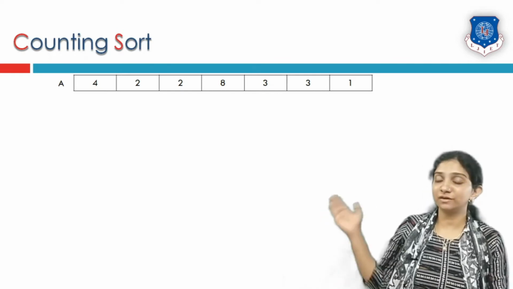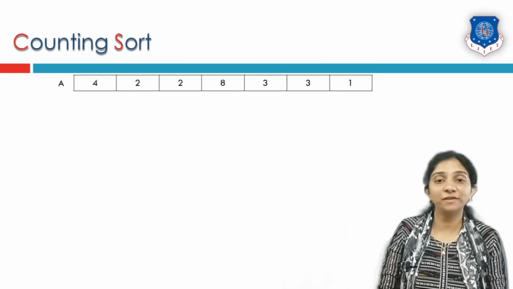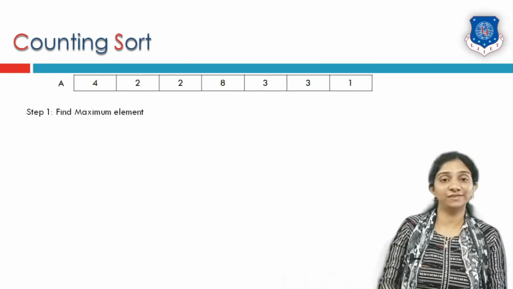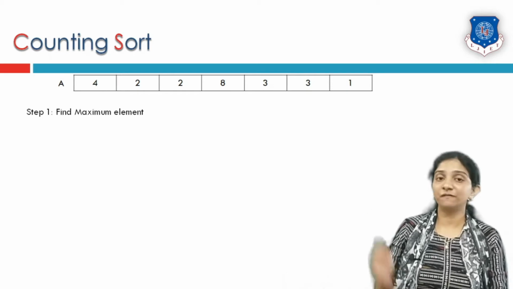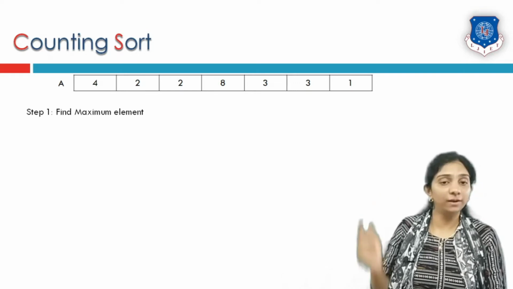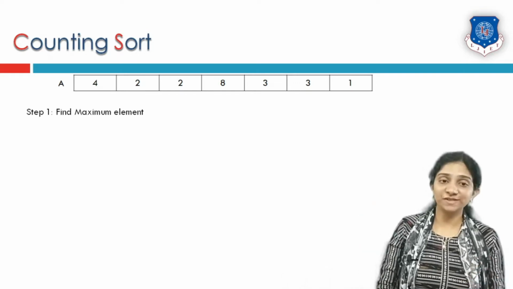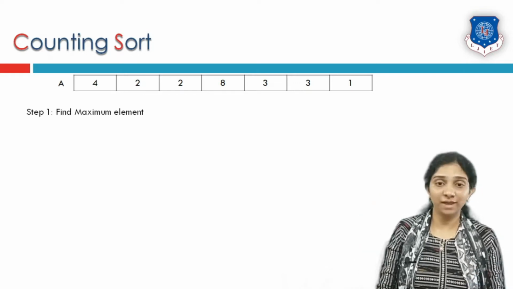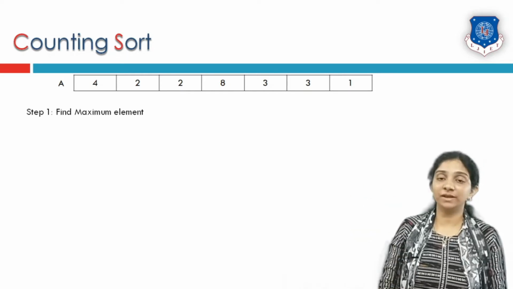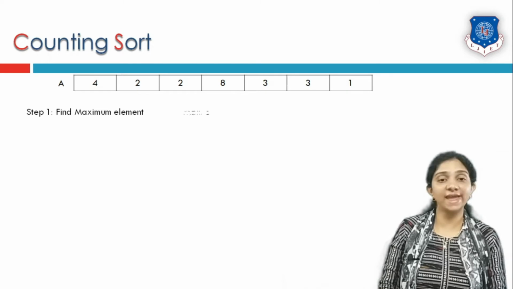Now here, consider an array list consisting of 7 elements, from index number 0 to 6. The elements are 4, 2, 2, 8, 3, 3 and 1. Our first step is to find the maximum element from the input list. The maximum element in the given array list is 8.